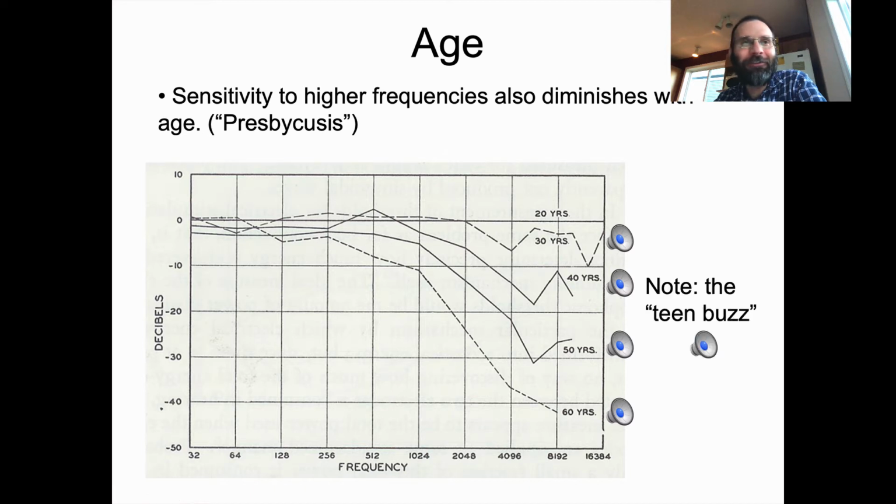There is also a phenomenon that I like to mention with respect to this. It's something that came up when I was first teaching this class about 15 years ago. It's a sound called the teen buzz. As the story goes, it was a sound that the owners of 7-Elevens and convenience stores came up with because young people, 20 years old or younger, could hear it, but older people running the store could not, so it wouldn't bother them.